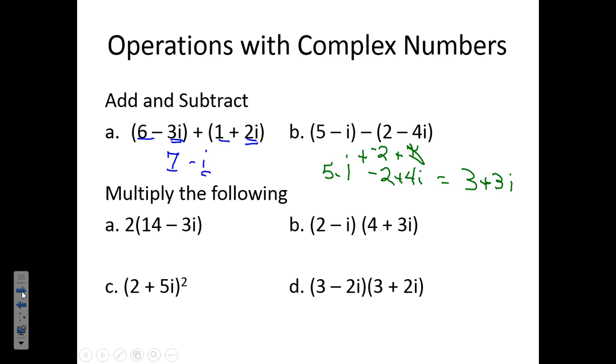Multiplying. We can multiply a real number times a complex number or a complex number times a complex number. When we multiply our real number through, it's just a distributive property. 2 times 1, 2 times a negative 3i. Easy enough.